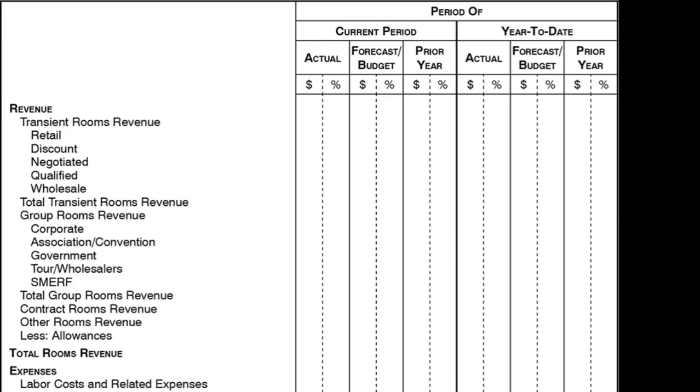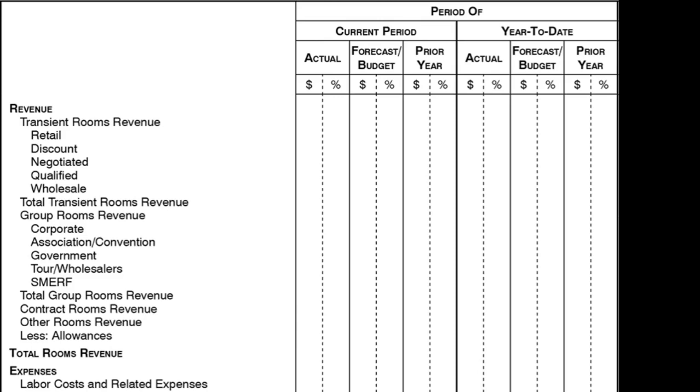Some hotels will combine allowances into the main revenue segments, but USALI prescribes it to be separate, for the simple reason that you can understand what your gross revenue is, and how much allowance you are giving to your guests or rebating, so that there is some kind of control on the rebates and the losses of revenue. Then you will have a total room revenue.